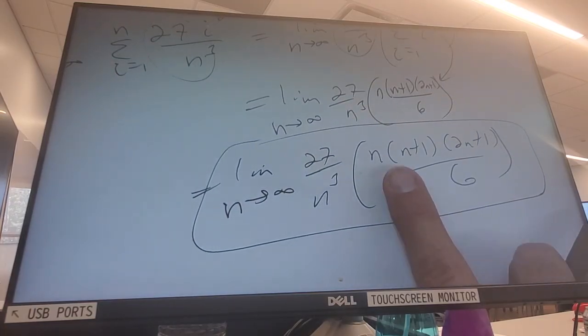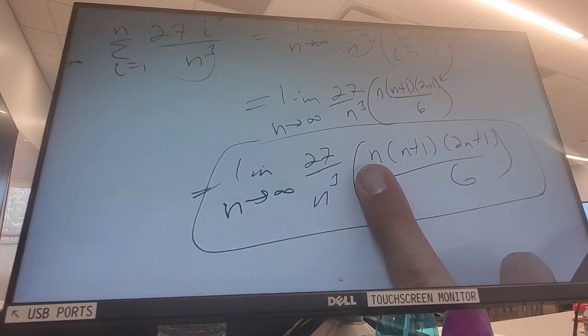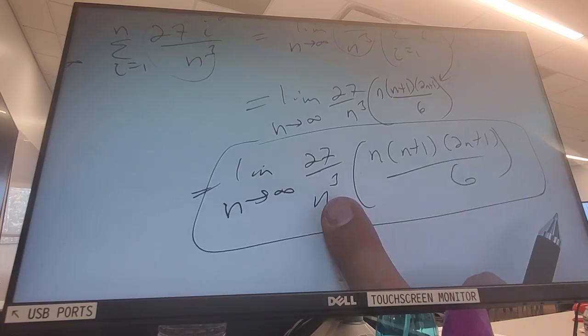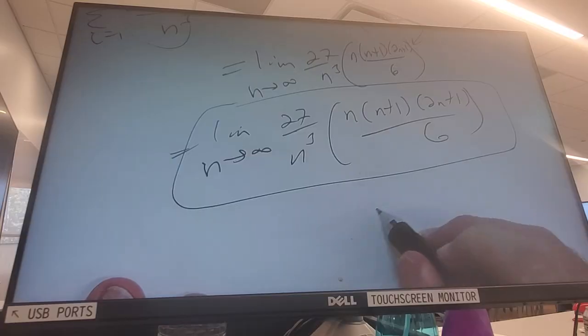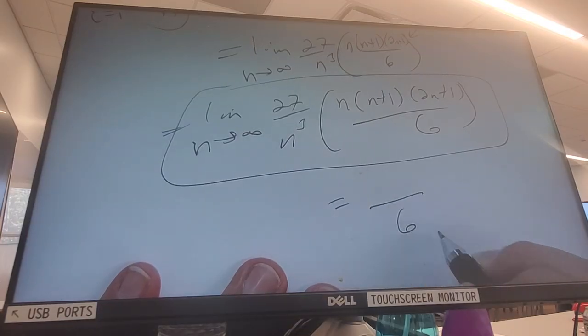What's the degree of the top? Should you multiply this out? Dear God, don't. But what's the degree of the top? Third degree, yes. N times n times n is n cubed. And what's the degree of the bottom? Third. So what's this limit going to be? The ratio of the coefficients of the highest degree terms. So on the bottom, it's obviously 6, yes?